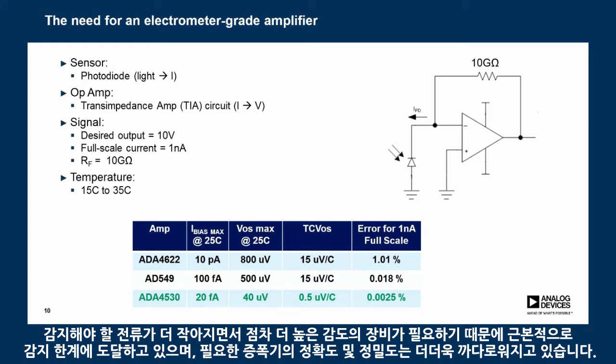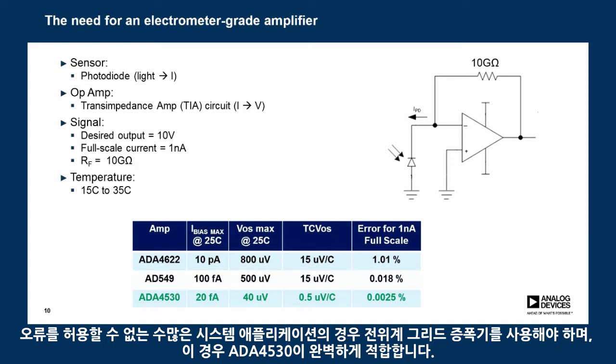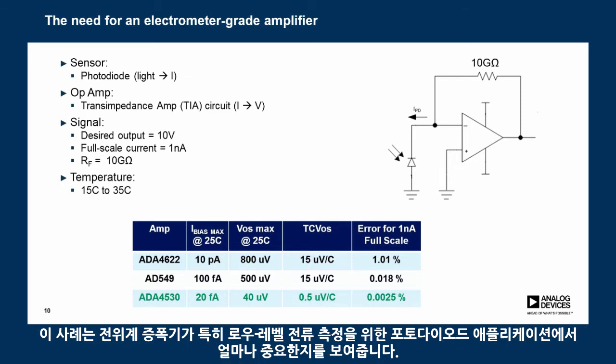And as we need higher and higher sensitivity equipment, the current that we are sensing is getting smaller and smaller. So essentially, we are reaching the limit of detection. And so the amplifier accuracy and precision that we need gets more and more demanding. So in a lot of system applications out there where they cannot tolerate error, well, definitely an electrometer grade amplifier. In this example, the ADA4530 would be a perfect fit. So this example illustrates how important it is to have an electrometer amplifier, particularly in a photodiode application for low-level current measurements.